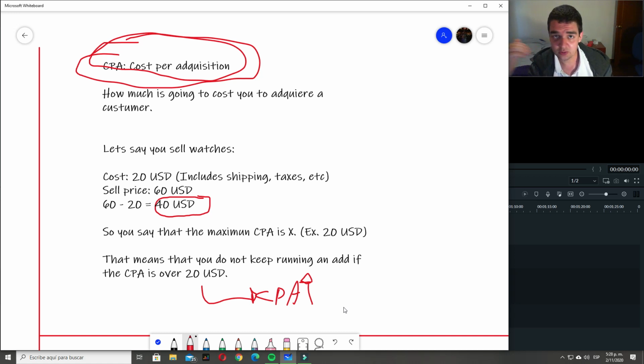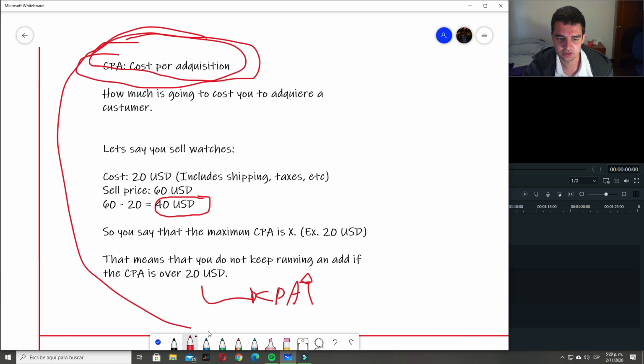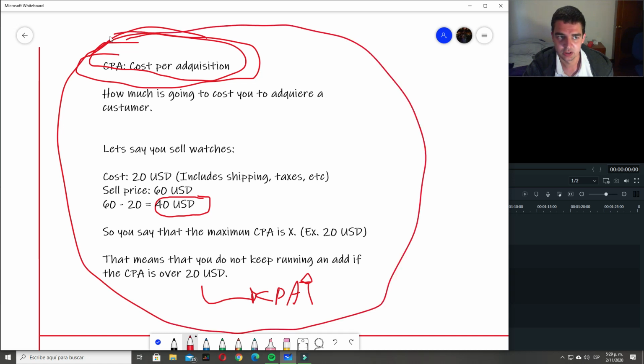Why won't you increase the budget more than that? Because then your CPA is going to go higher, and you don't want to go higher than the $20 you established. Then you want to find other audiences, other ads, or other products in order to keep growing. But this is basically what is going to happen with the cost per acquisition. Now, we can do another example if you want.